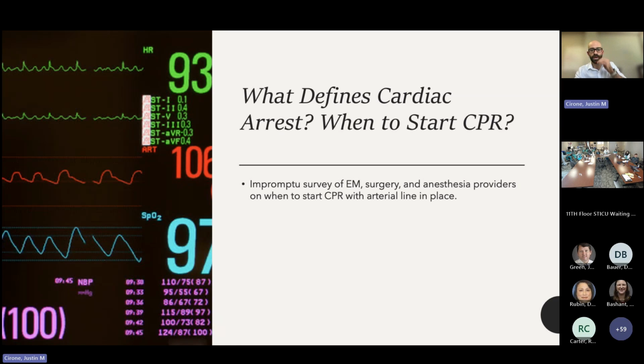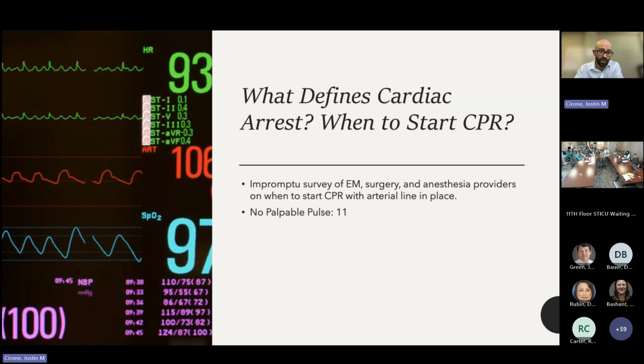I did a little impromptu survey of a bunch of the EM surgery and anesthesia providers, and I thank all of you for your responses, particularly on short notice. But essentially, if you've got an arterial line in place, the question was, at which point during the trauma or non-trauma evaluation, doesn't necessarily have to be trauma, would you start CPR?